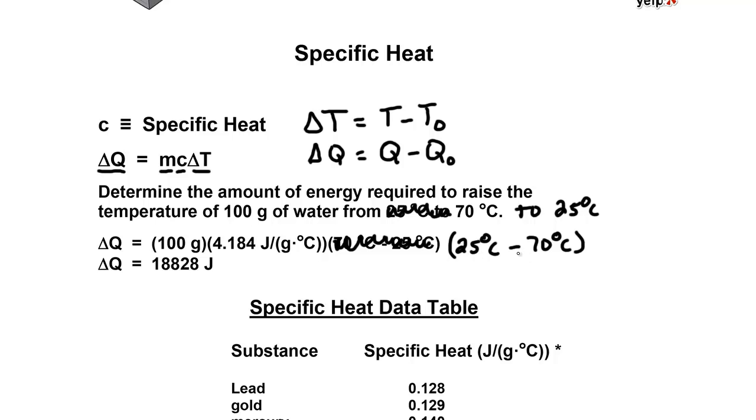And so we'd have to replace this. Now we notice in the parentheses we're going to get a negative sign. Therefore, our energy is going to be negative. That means energy was removed. So we would have to remove 18,828 joules in order to go from 70 degrees Celsius down to 25 degrees Celsius.